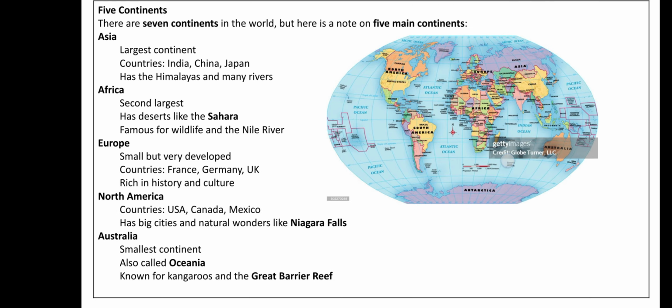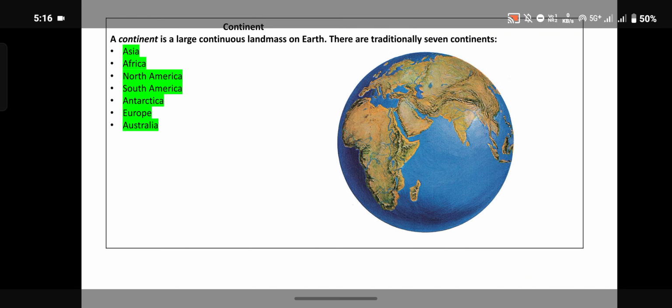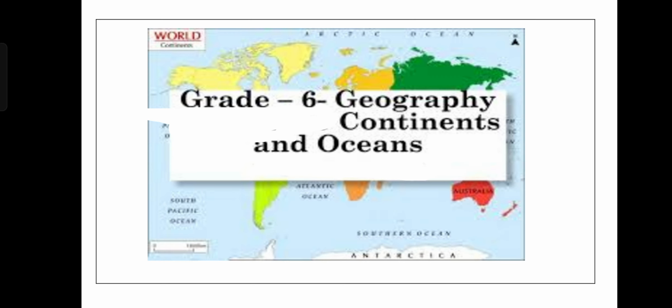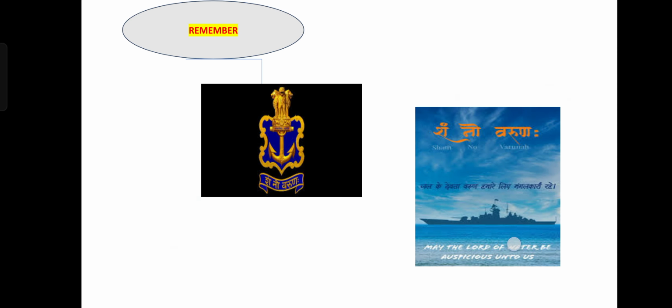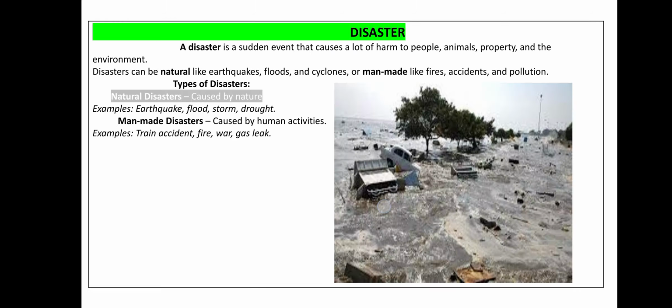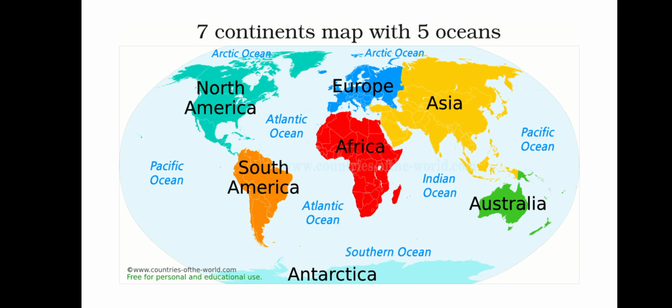Basically, this was the chapter, dear students, in which we have understood the basics of oceans and continents, and about disasters. So there are 5 oceans and 7 continents in the world. We have learned about marine flora and fauna. Now we have understood the continents, which is the biggest continent and which is the smallest continent. These are the basic details we have included in this chapter.